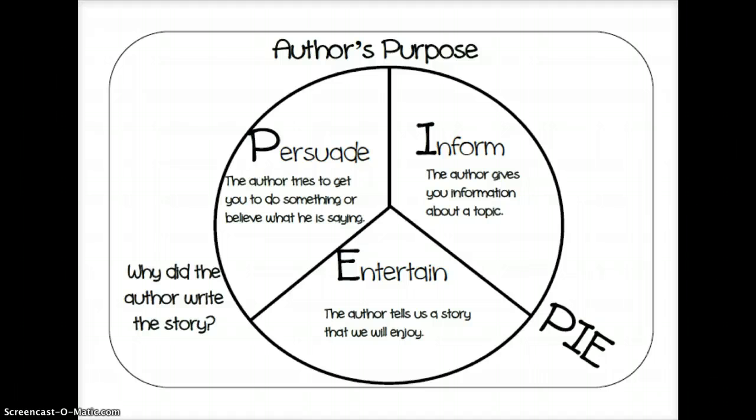Remember, when we look at author's purpose, we think about things being as easy as pie. Persuade, inform, entertain. Persuade, the author tries to get you to do something or believe what he or she is saying. Inform, the author gives you information about a topic. And then the E would be for entertain. The author tells us a story that we will enjoy.